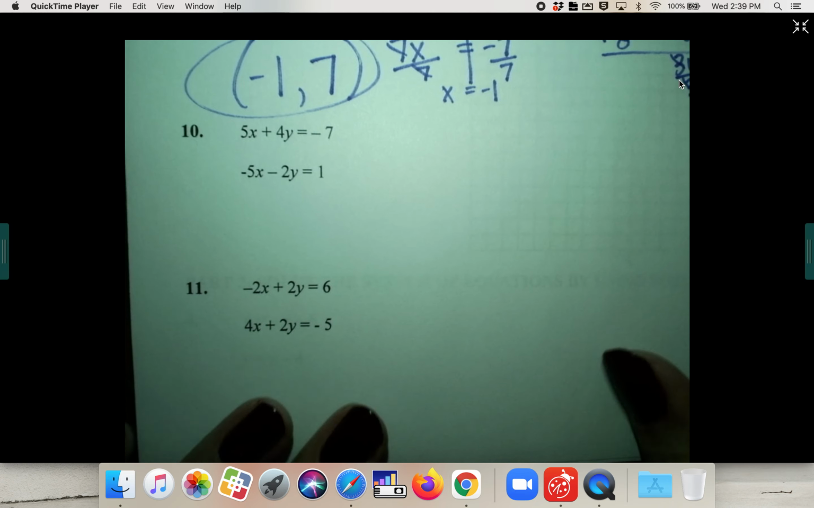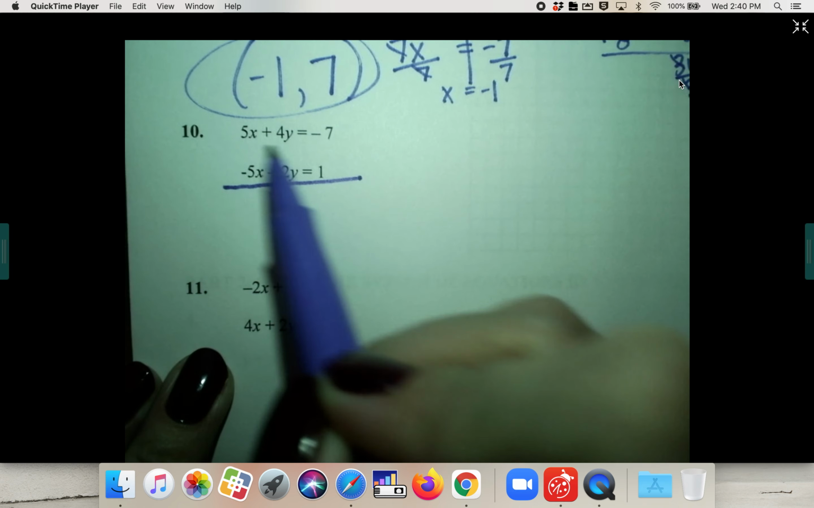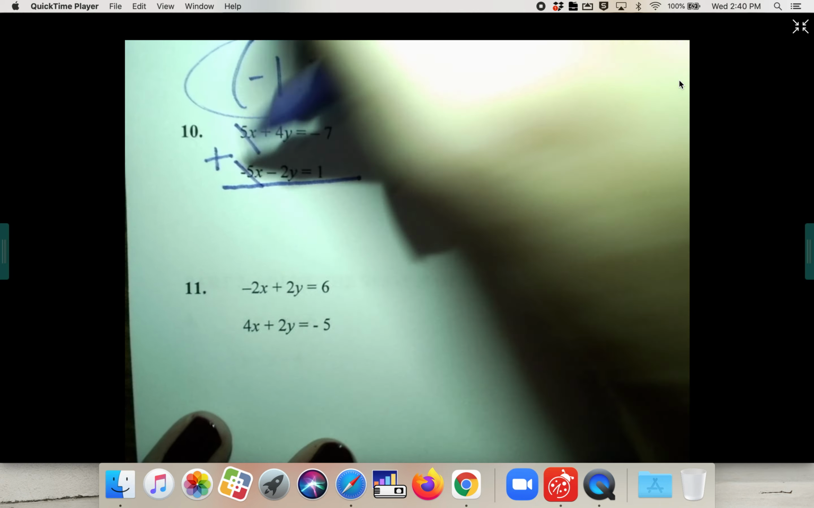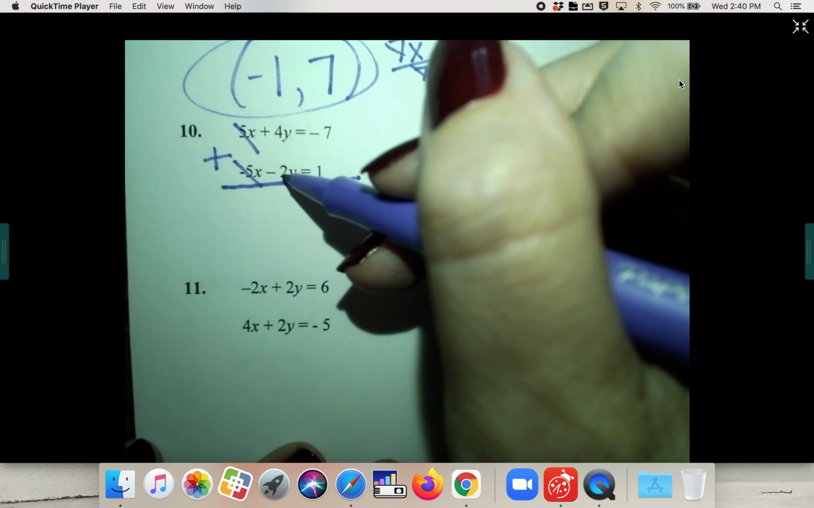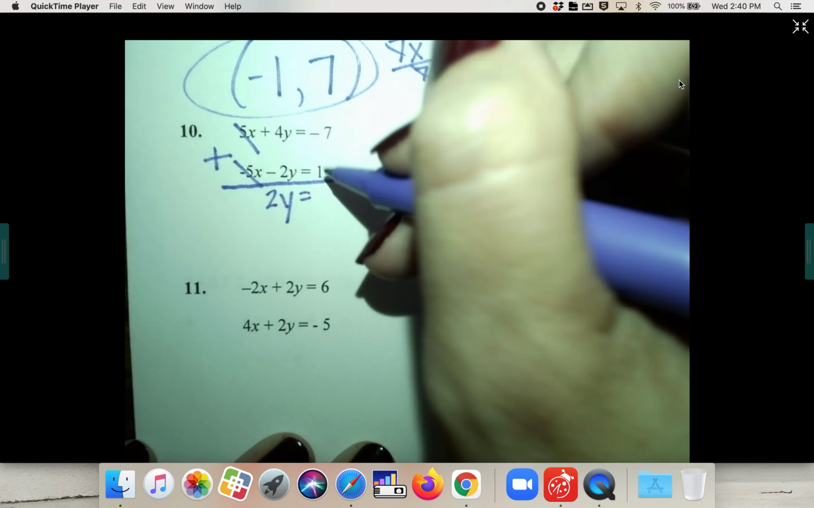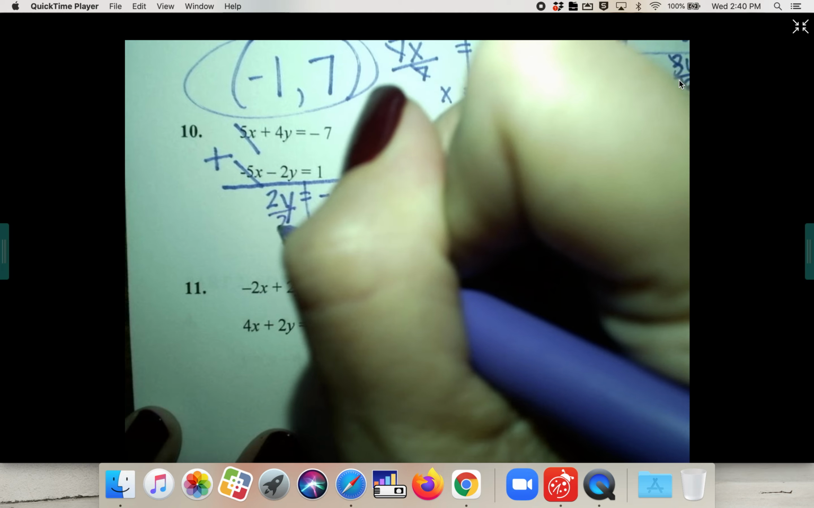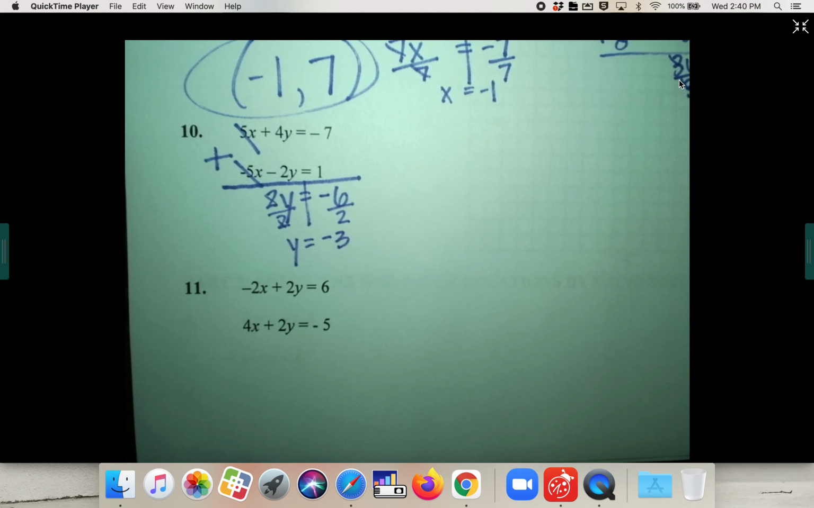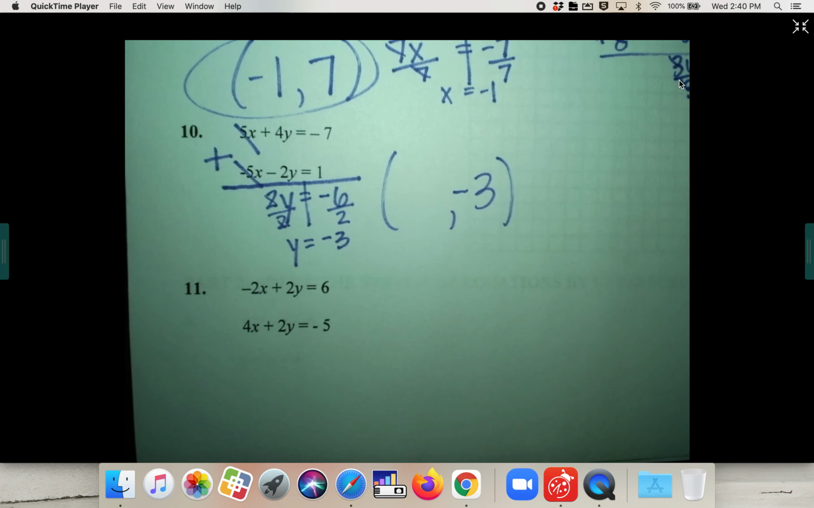All right, two more. Here we go. Oh, I love this one. 5x and negative 5x. Guess what? Those already eliminate by adding because 5x plus negative 5x is 0. So let's add the others. 4y plus negative 2y is 2y. Negative 7 plus 1 is negative 6. Divide both sides by 2. And look at that. I've already got my y coordinate. It is negative 3. So part of my answer, my y-coordinate part, is negative 3.